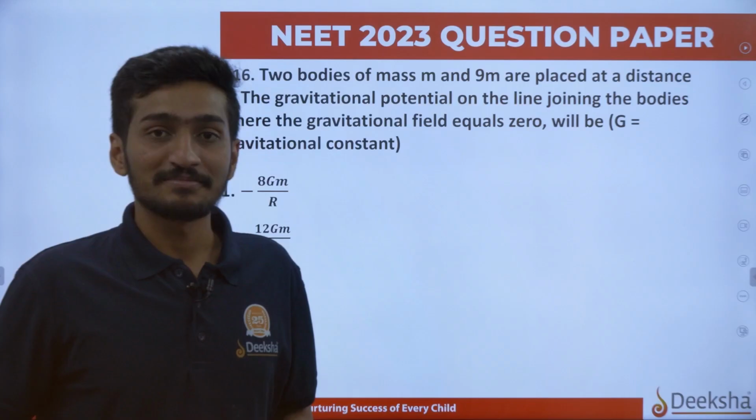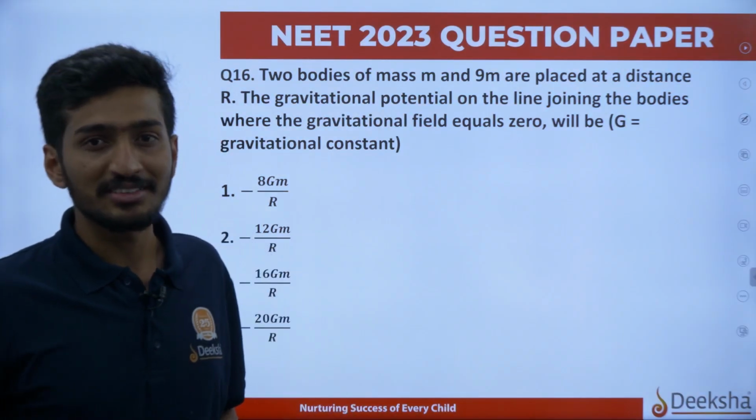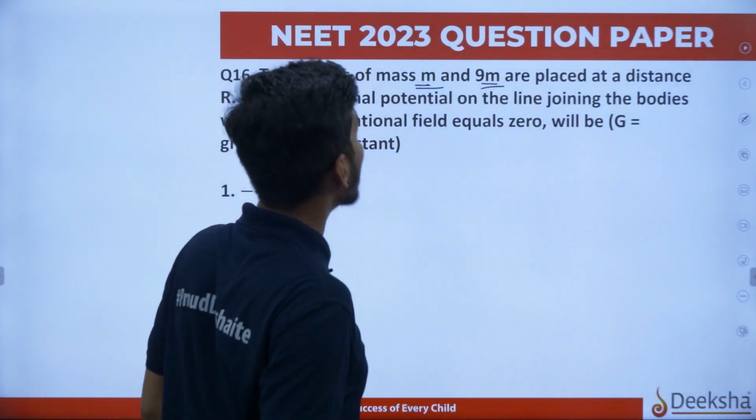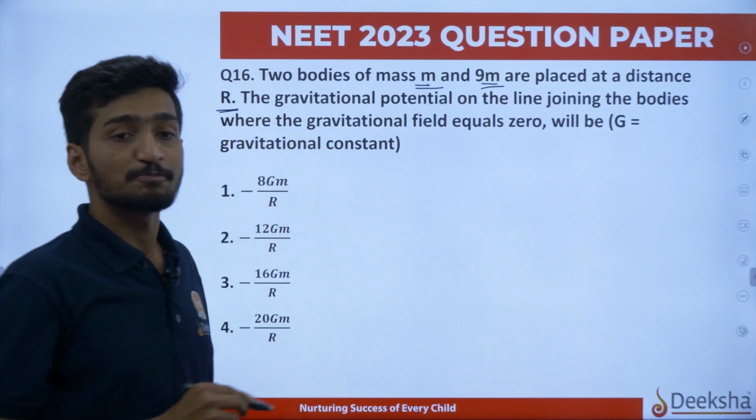Alright, let's move on. Let's look at a simple question from gravitation here. What does the question say? There are two bodies, mass m and 9m, and they are placed at a distance r from each other. Simple question.